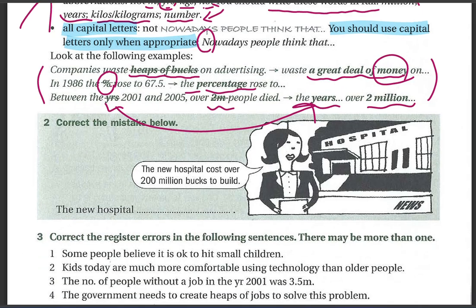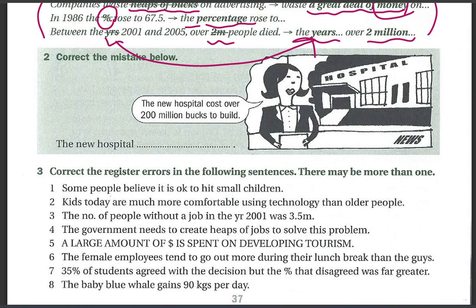Great. Now let's go to the exercises. Look at part 2. Correct the mistake below. The new hospital cost over 200 million bucks to build. What do you think about this sentence? Which part is wrong?